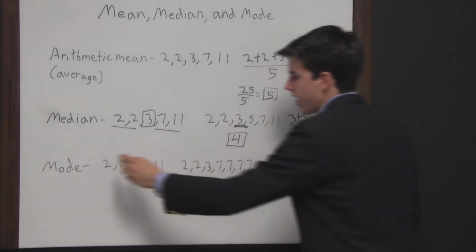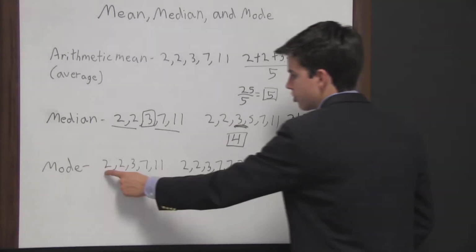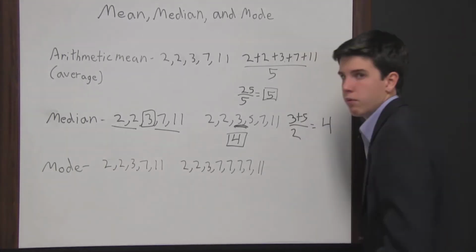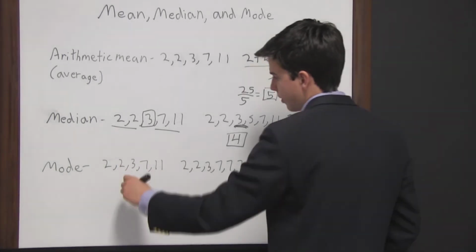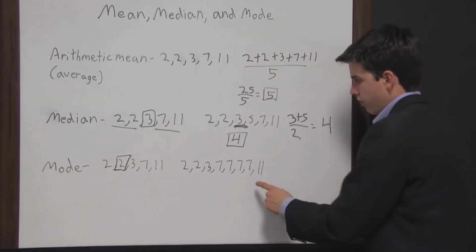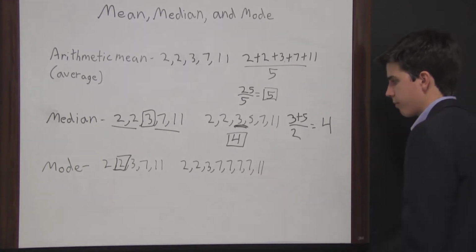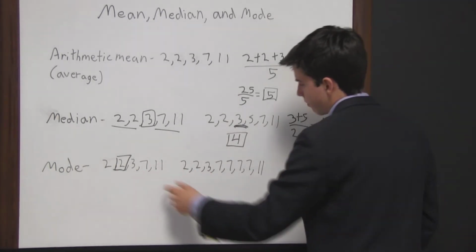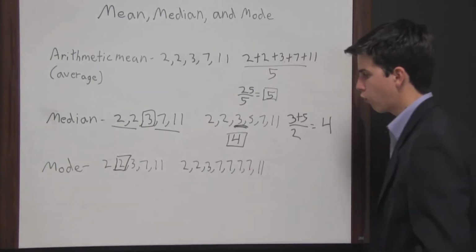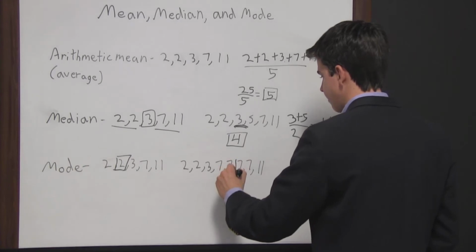Another term is mode. That's the most frequently occurring number in a string. So here we have the numbers 2, 2, 3, 7, and 11. 3, 7, and 11 all only appear once, whereas 2 appears twice. So 2 is going to be our mode. In this row of numbers, we have 2, 2, 3, 7, 7, 7, 7, and 11. So over here, 2 was the mode, and 2 appears twice here. But here, 7 appears 4 times, which is more than how many times 2 appears. So in this case, 7 is going to be the mode.